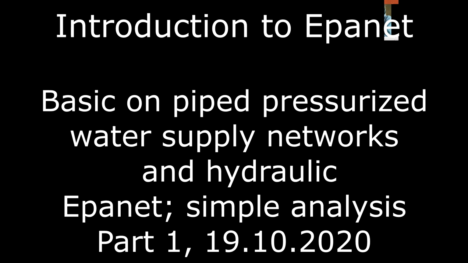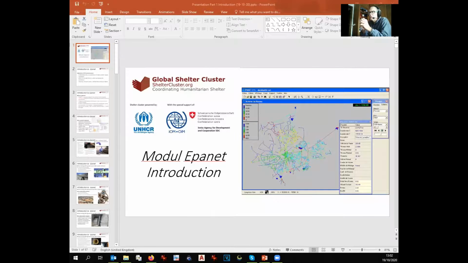Today we are going to speak about piped water supply network based on the software EPANET. Why I chose to do this workshop or webinar is because in Syria, currently we are doing mainly water trucking, but very soon, on the longer term, we will be obliged to connect those IDP sites into existing water network systems, or we will have to develop water network systems based on new boreholes. On the long term, as you know, water trucking is not sustainable at all.